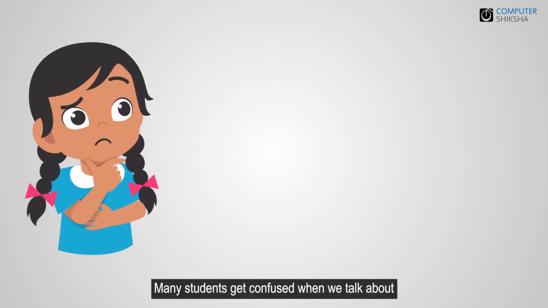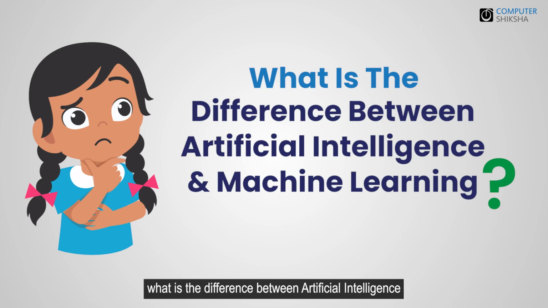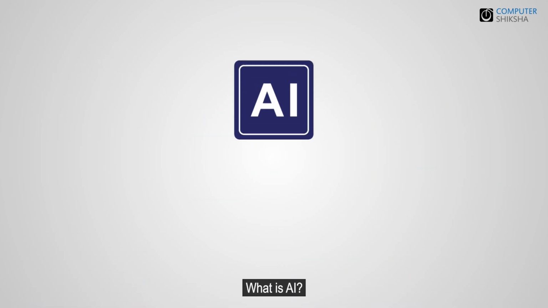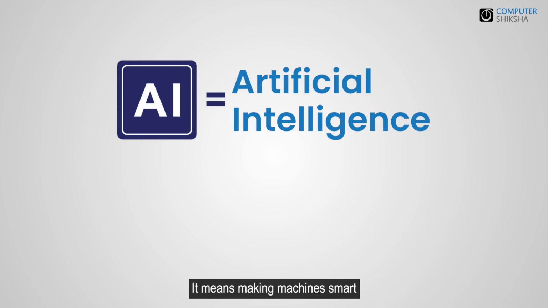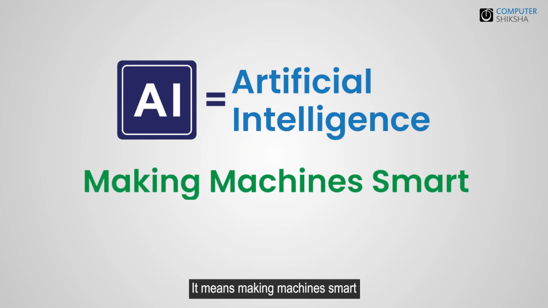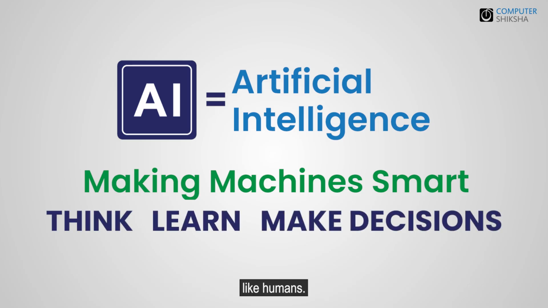Many students get confused when we talk about what is the difference between artificial intelligence and machine learning. For that, let us look at the concept of AI again. What is AI? You already know this. I heard someone say artificial intelligence. Very good. AI means artificial intelligence. It means making machines smart so that they can think, learn, and make decisions like humans.